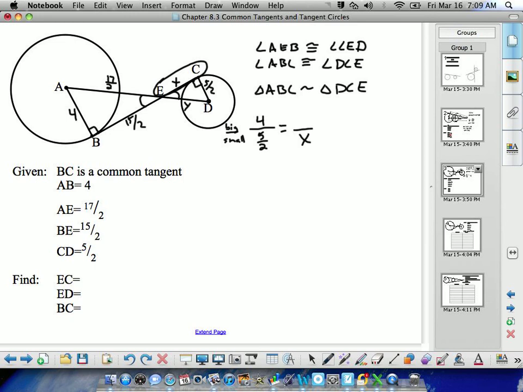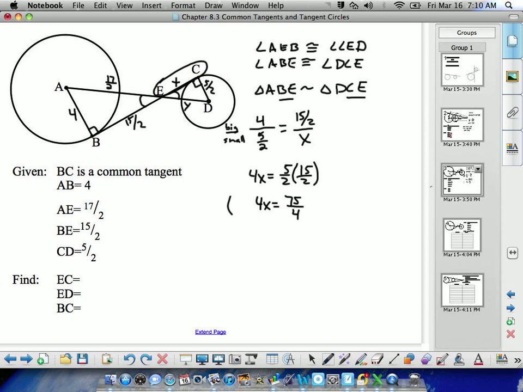And what does EC correspond to? EC corresponds to BE. Excuse me. It should have been BE. ABE. BE is 15 over 2. So let's solve for X. Cross multiply. 4X equals 5 over 2 times 15 over 2. So 4X equals 75 over 4.